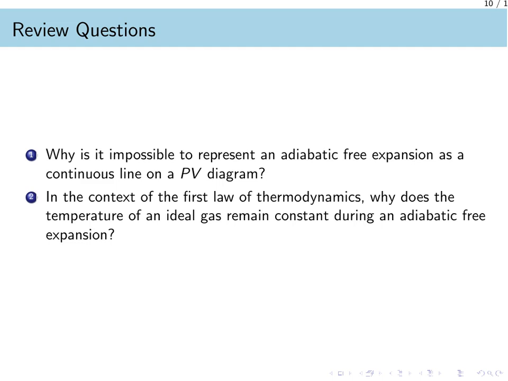To conclude, let us reflect on two key questions. First, why is it impossible to represent an adiabatic free expansion as a continuous line on a pressure-volume diagram? Think about the definition of equilibrium and the lack of a single pressure value during the expansions. Second, using the first law of thermodynamics, why does the temperature of an ideal gas remain constant during this specific type of expansion? Consider the values of work and heat transfer in an insulated system expanding into a vacuum.